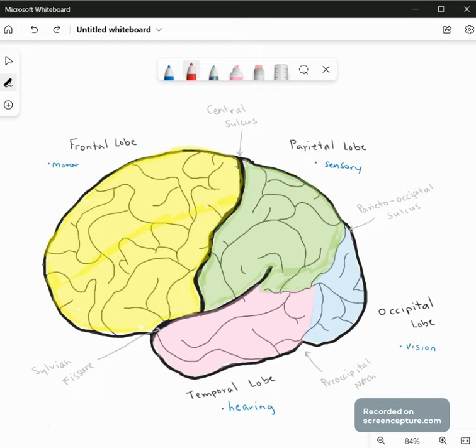You'll also notice some of these darker lines. These are just features that help us kind of position where the lobes are in the brain. It helps us find those. So this one right here is called the central sulcus. Sulcus is just a fun word to describe fissures or crevices in the brain. And so the central sulcus separates the frontal lobe from the parietal lobe.